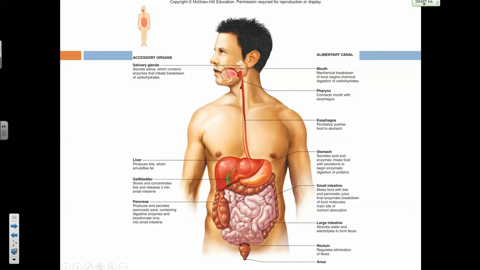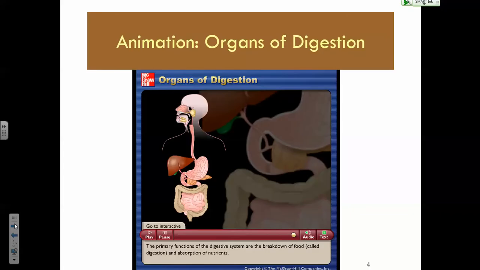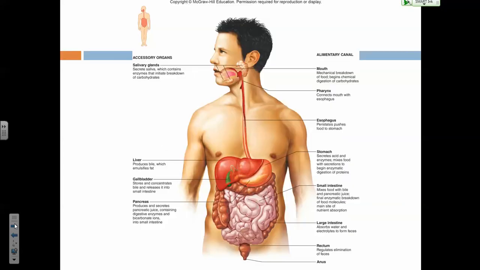All right, and so if you look on this view, we can see all of the organs shown, and you're probably familiar with a lot of these, but I think I have a video that will go, yeah. Let's just look at it on the video instead of me repeating it. The same thing the video says. All right.